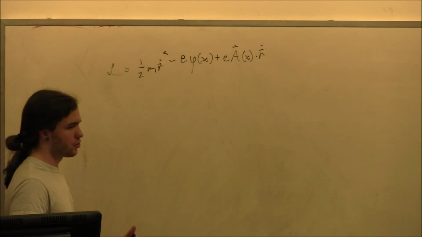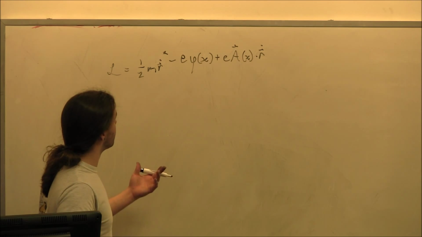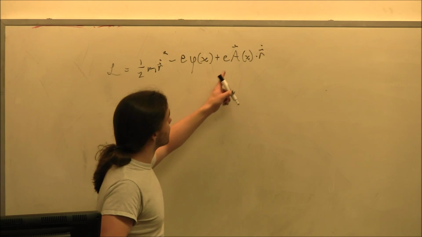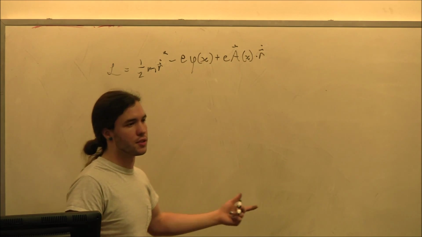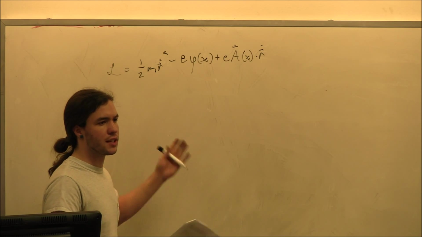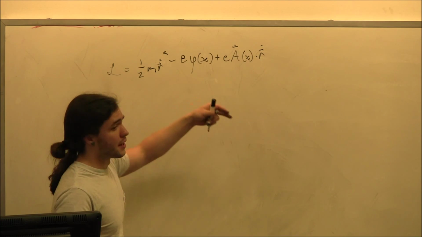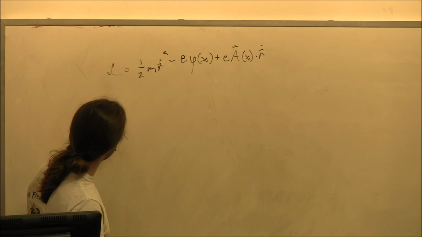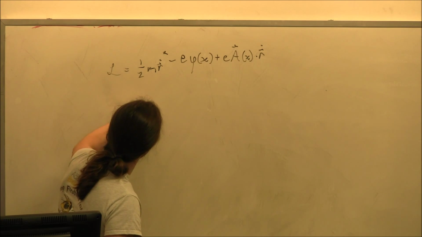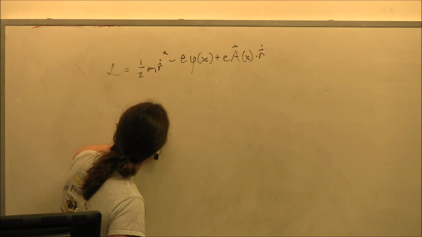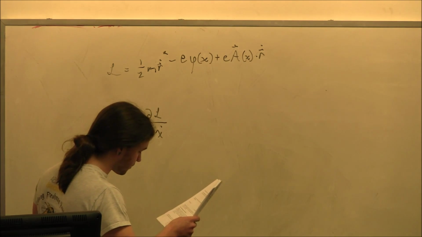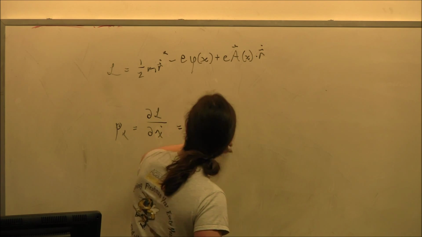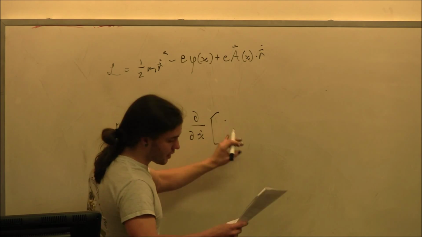So this is going to be for an electron within some electromagnetic field. This is going to be the electric potential, and this is going to be the vector potential, which is associated with the magnetic field. If you haven't taken electromagnetism, don't worry about it. This is just something that exists for you. And we can use our definition of the generalized momentum corresponding to the x coordinate as the partial of our Lagrangian with respect to x dot.